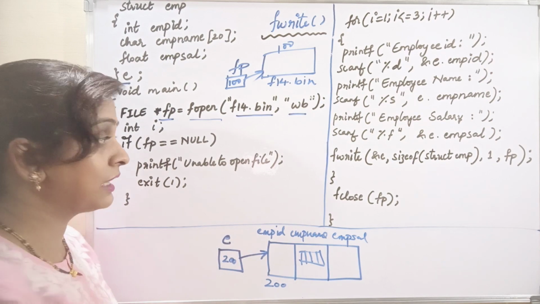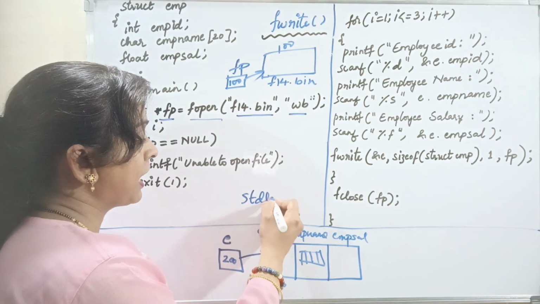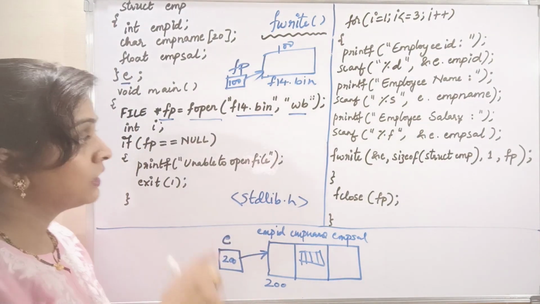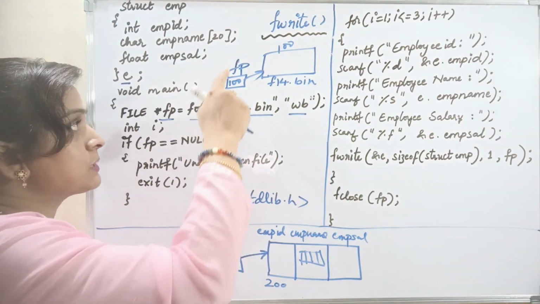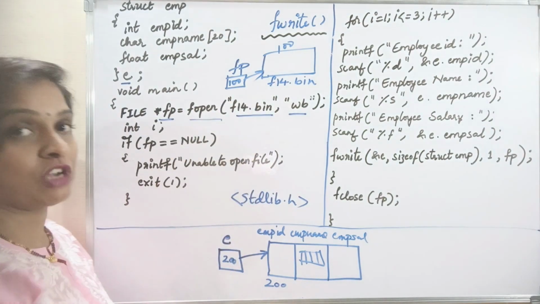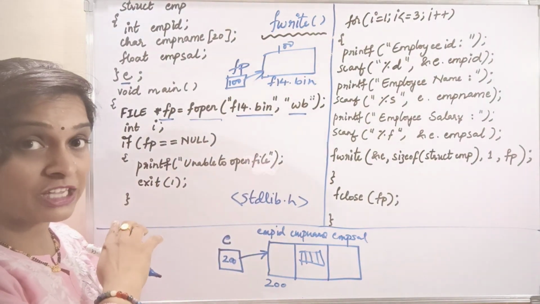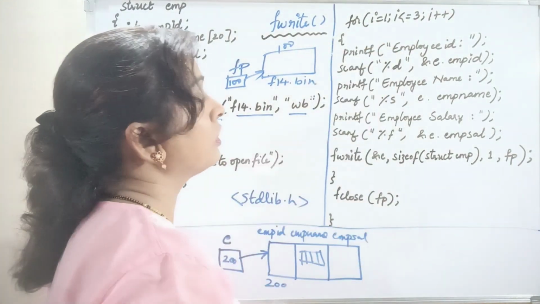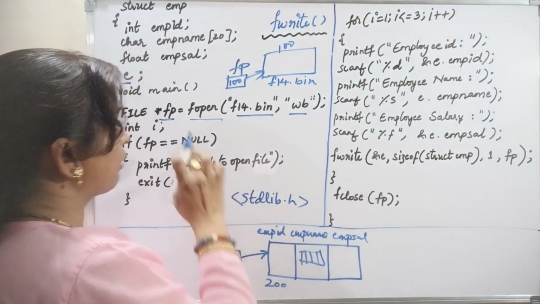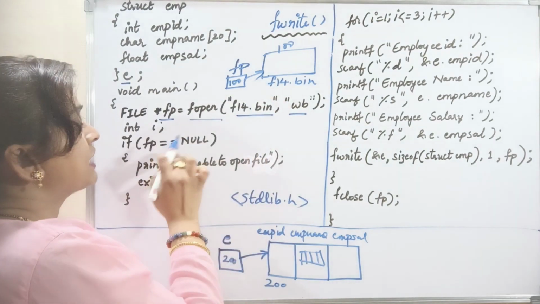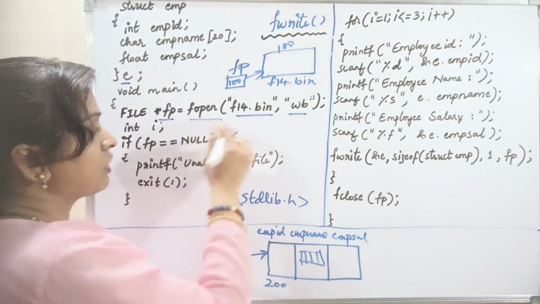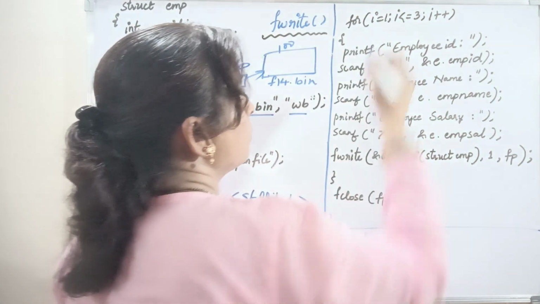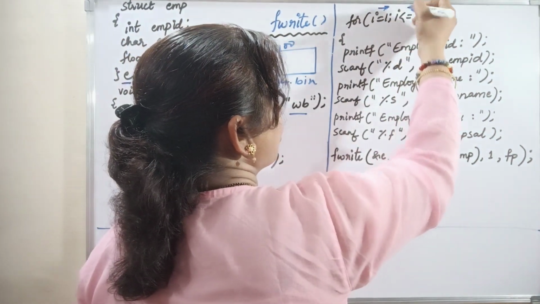So I have to use the standard library stdlib.h to get the definition of this. Right. If the file pointer is pointing to some location, then it is not equal to null, then this block will not be executed. Control will come to this point. So continue here, starting with the loop. Now fp is pointing to some location. Is fp equal to null? No, condition not satisfied. This block will not be executed. Control goes to the for loop. I say i equal to 1, i less than or equal to 3.